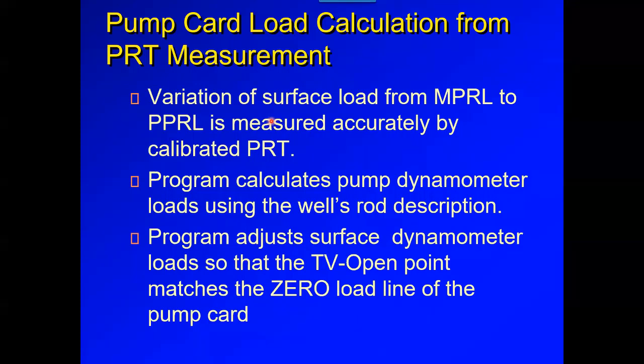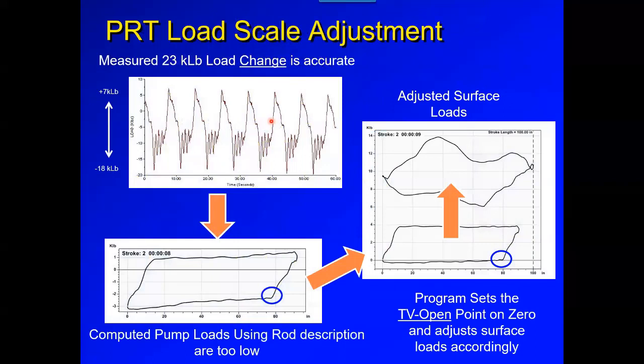Now, that just sounded like words. Let me show you an image here. So the computed pump loads, when we run the PRT test, are ultimately placing the card below the zero load line, this being the zero load line. Now, what we do with the polish rod transducer is the program automatically sets the point at which the traveling valve opens and we discharge fluid into the tubing on zero. And we shift the surface loads up to adjust.